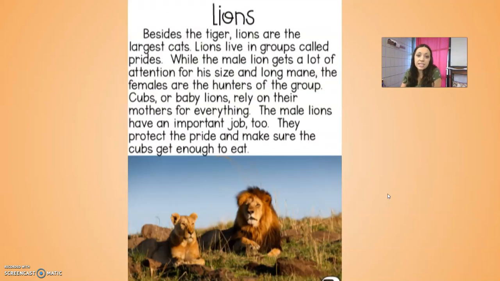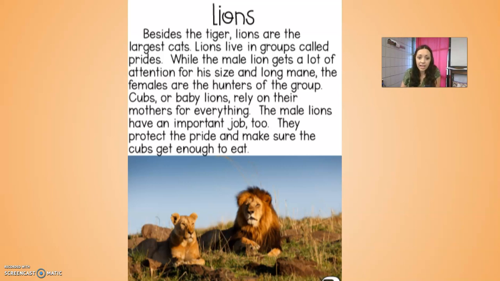Lions. Besides the tiger, lions are the largest cats. Lions live in groups called prides. While the male lion gets a lot of attention for his size and long mane, so that mane is the hair that's around his body, around his head.